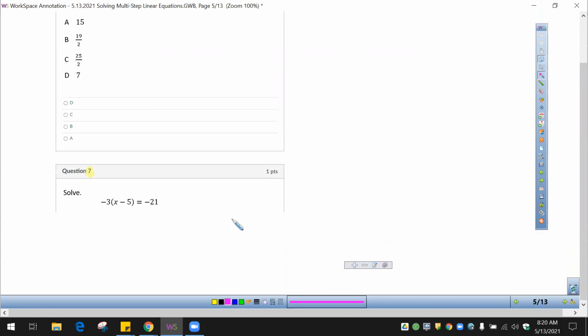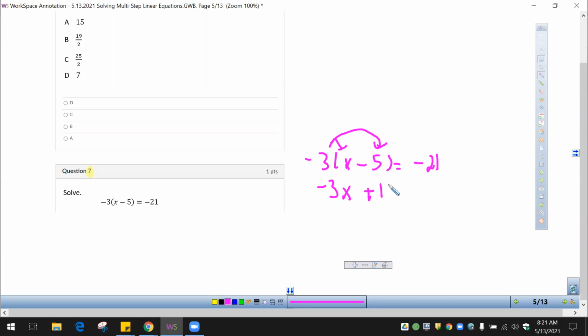Same thing on 7. This is the one from yesterday. So you would write down the problem again. And then all you would have to do first is distribute. So you would multiply negative 3 times x and negative 3 times negative 5. So everything inside of it gets a distribution. So you get negative 3x plus 15 is equal to negative 21.